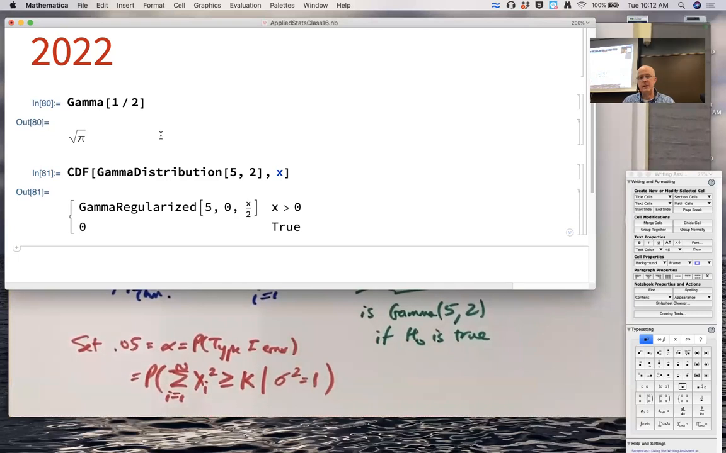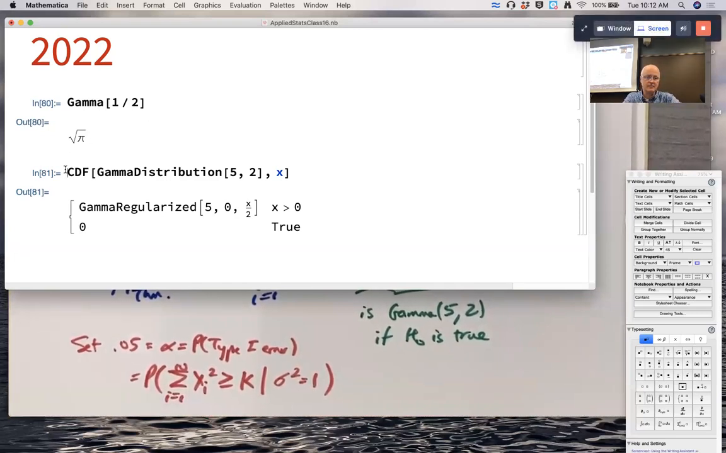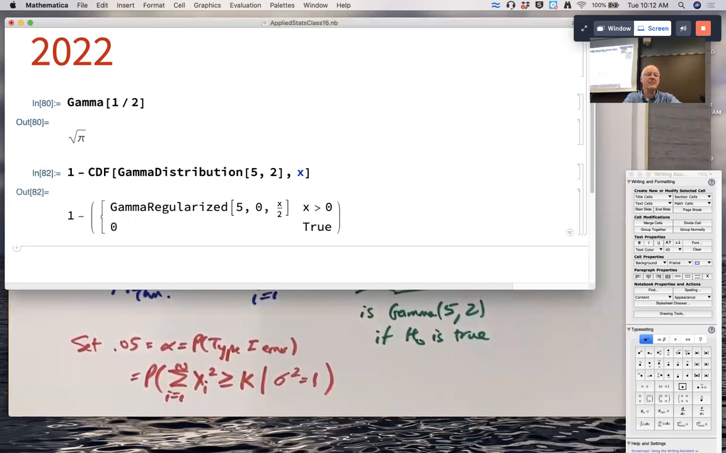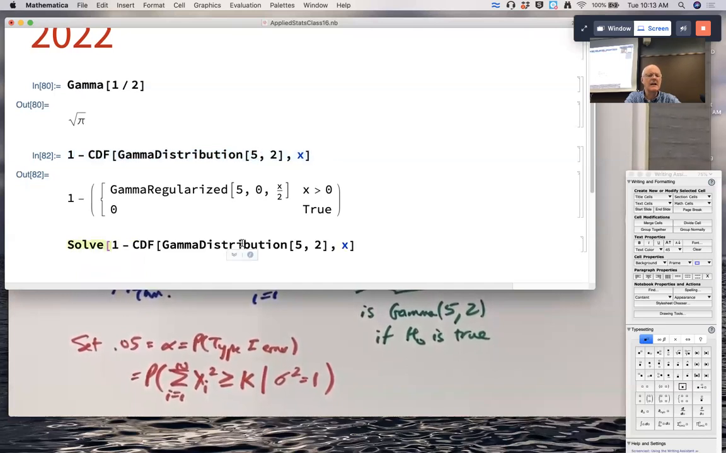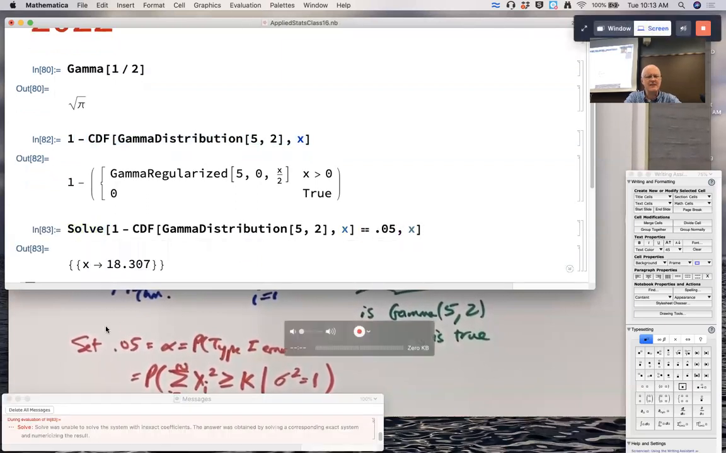Because of the greater than or equal to there, that's really 1 minus the CDF, the complement of the CDF. Will Solve work? I'm not so sure. If I set the complement of the CDF equal to 0.05, can I solve for x? Okay, evidently it did work.